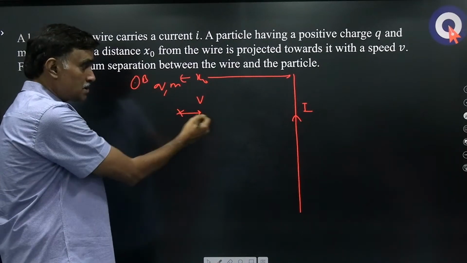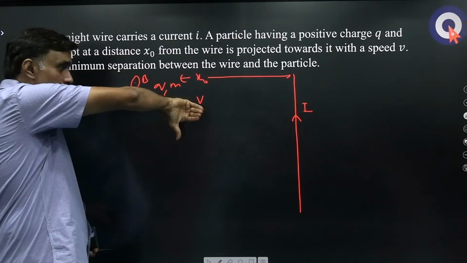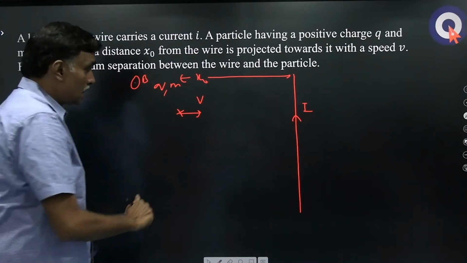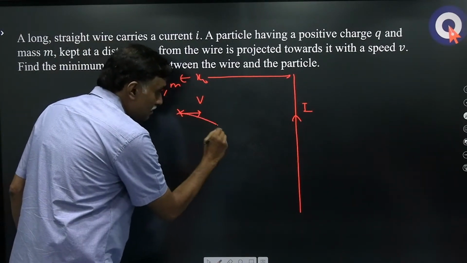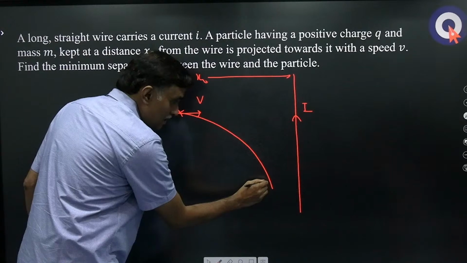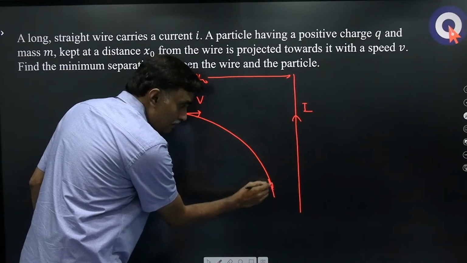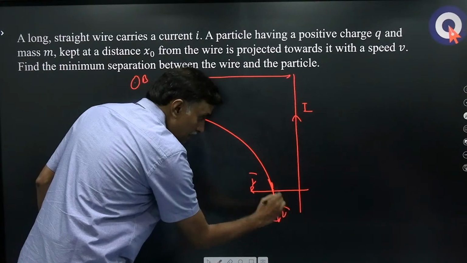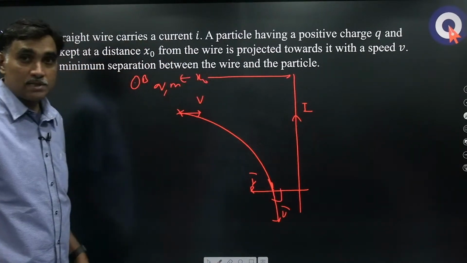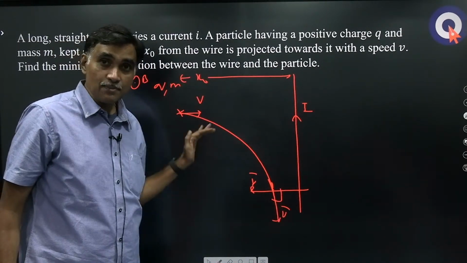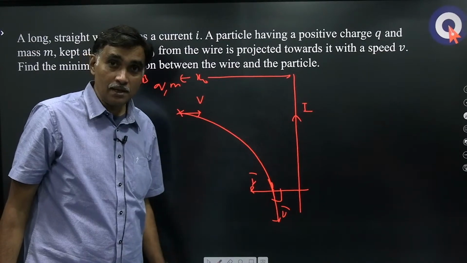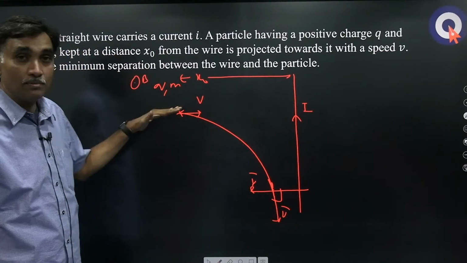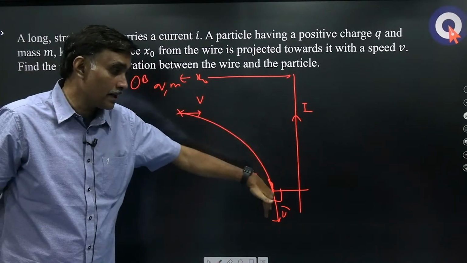So here magnetic field is coming out, and velocity is towards right. So force downwards will get v bar cross b bar. It's a variable force, but force is downwards. So it will follow a path like this and come like this. And when separation is minimum, what is the condition? Condition is angle between r bar and v bar is 90 degrees. When separation between this wire and this particle is minimum, then angle between v bar and r bar at that instant is 90 degrees. Means by that time the velocity vector has rotated by 90 degrees.